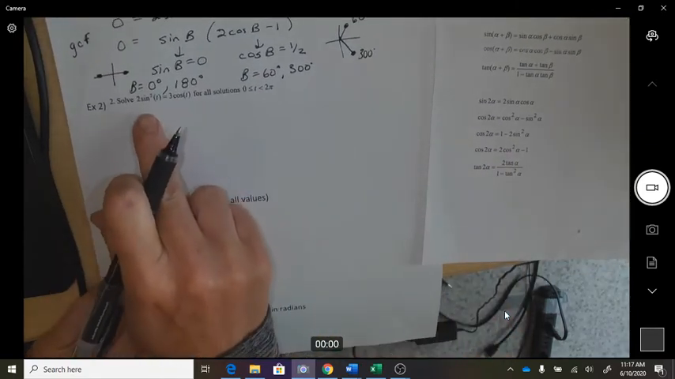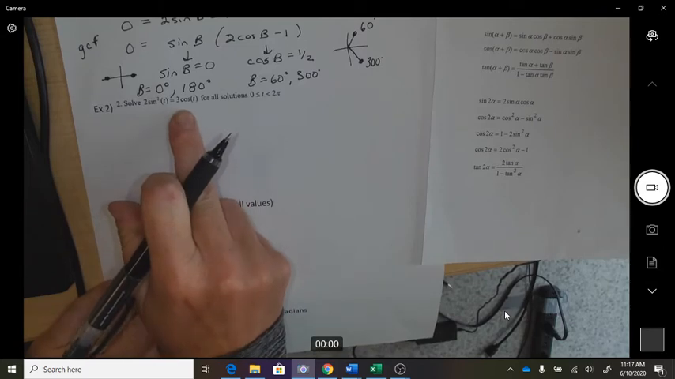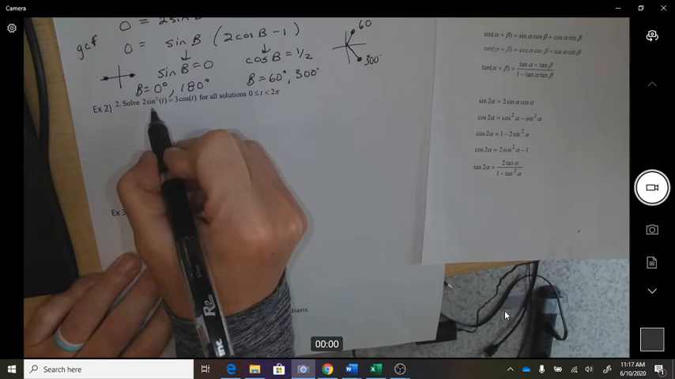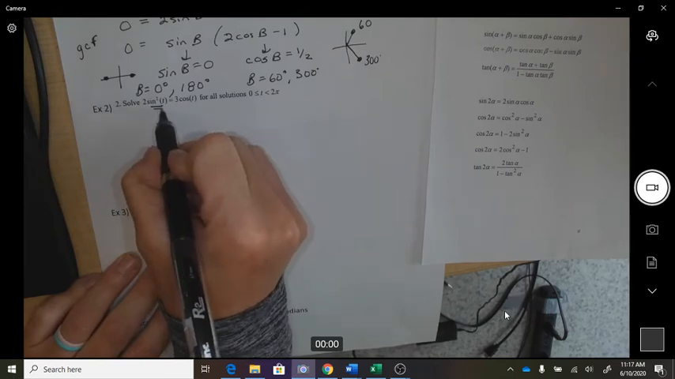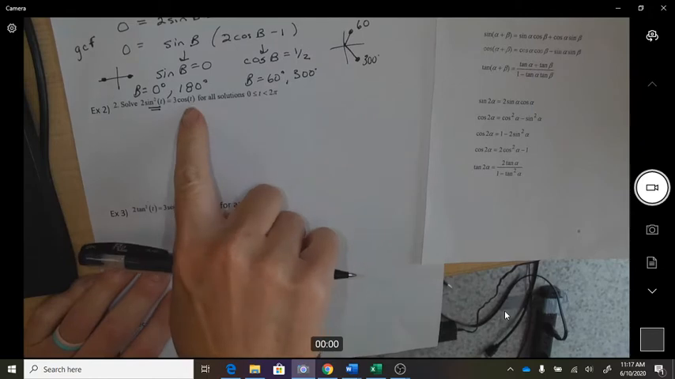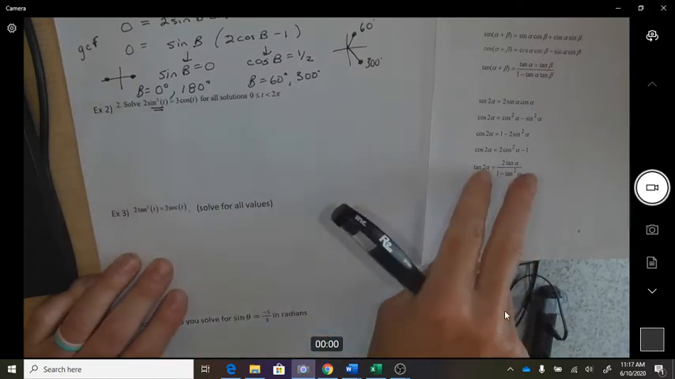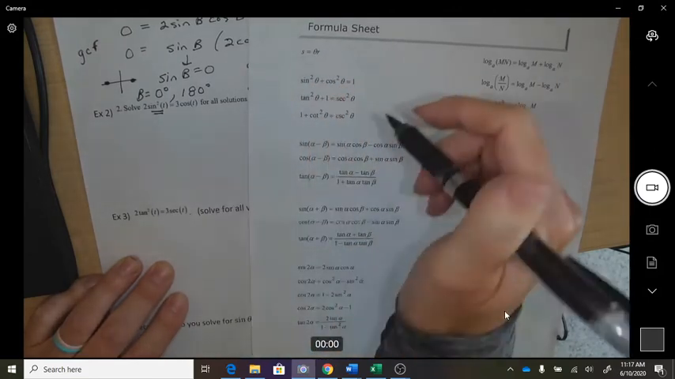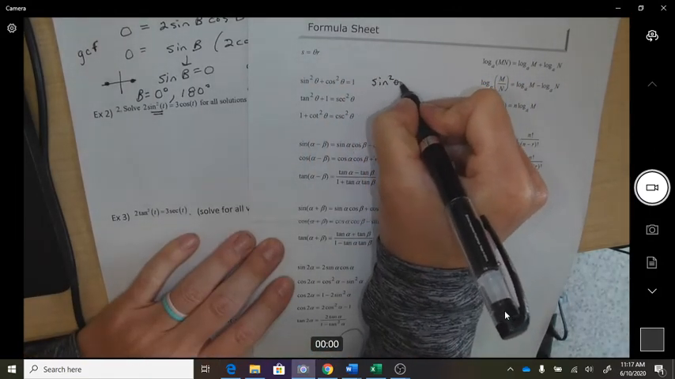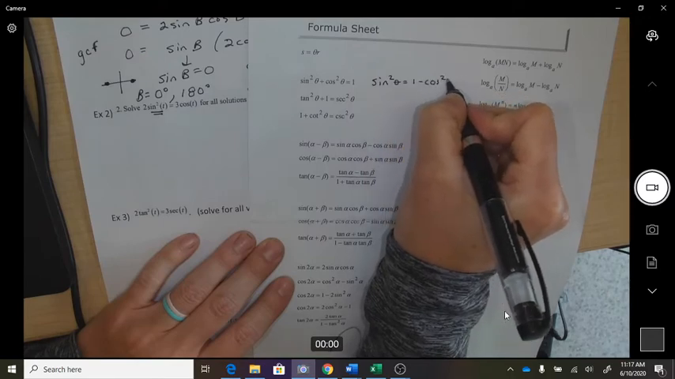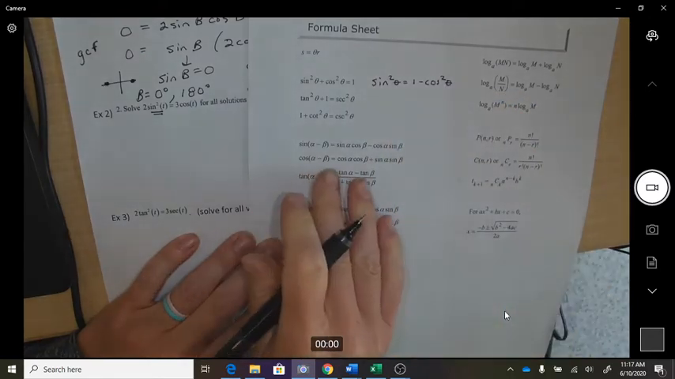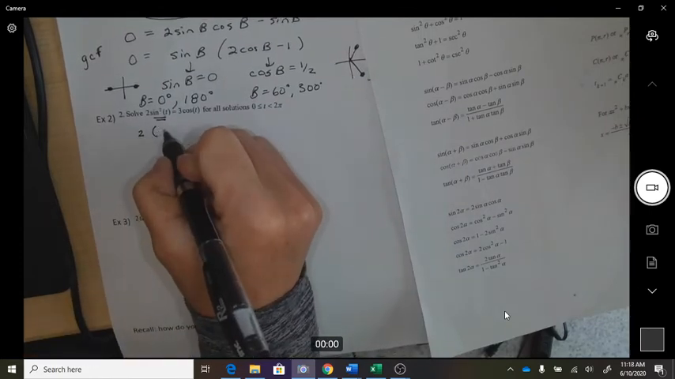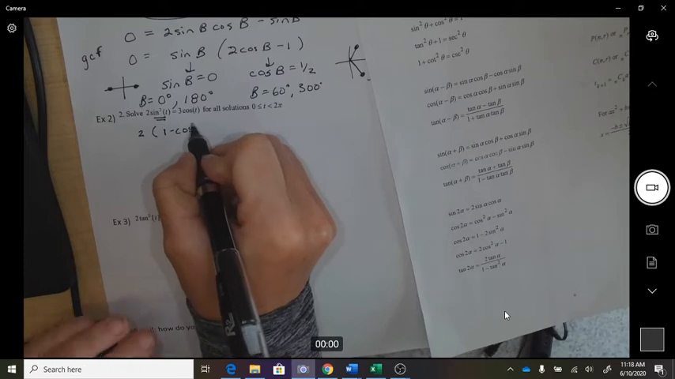Okay, next one. 2 sine squared t equals 3 cos t. So now I am going to try to replace this, because there's obviously nothing you can replace for cos. So sine squared, I could replace sine squared with 1 minus cos squared. Just moving that around. So 2 replace with 1 minus cos squared.